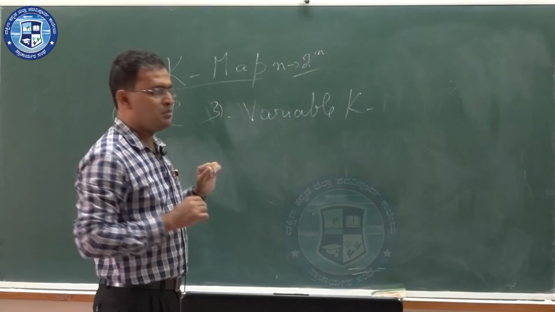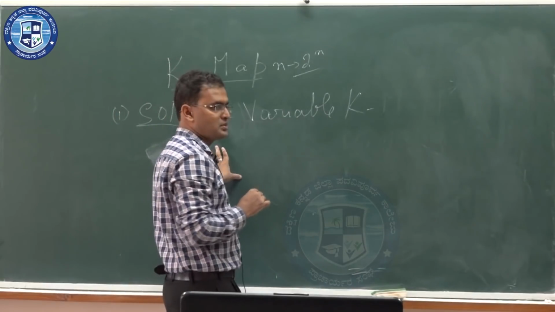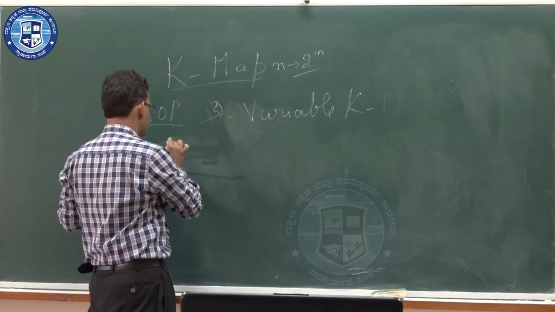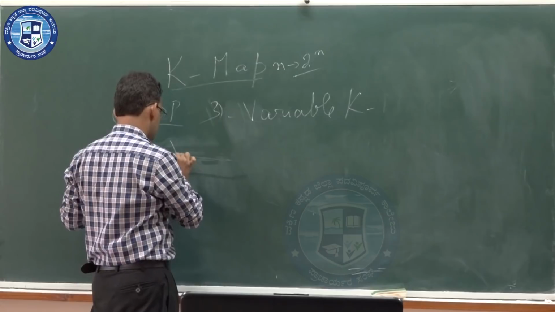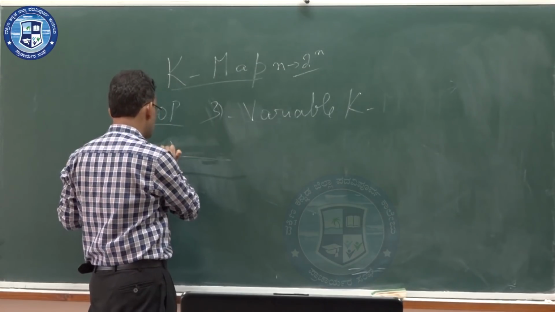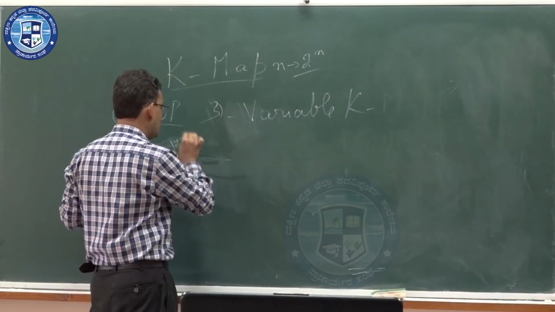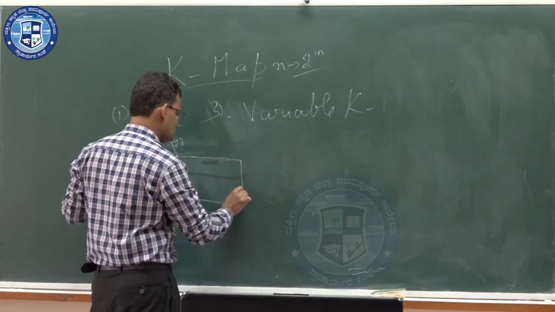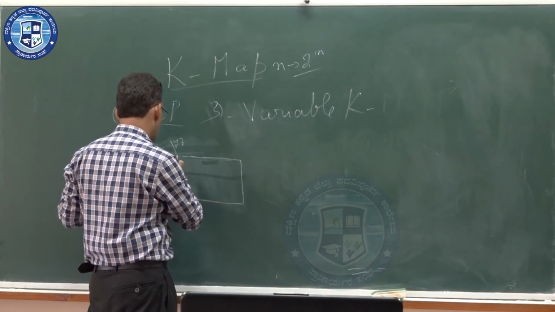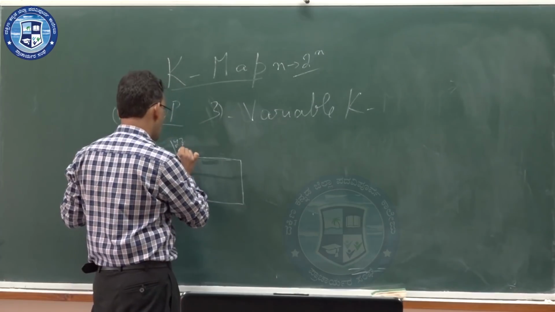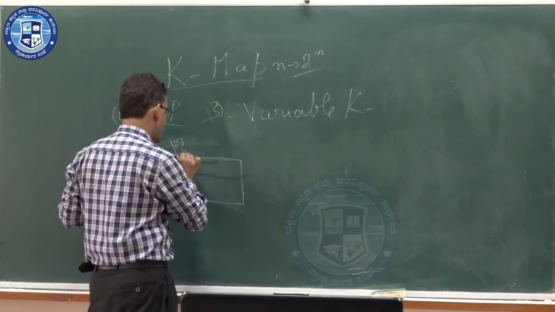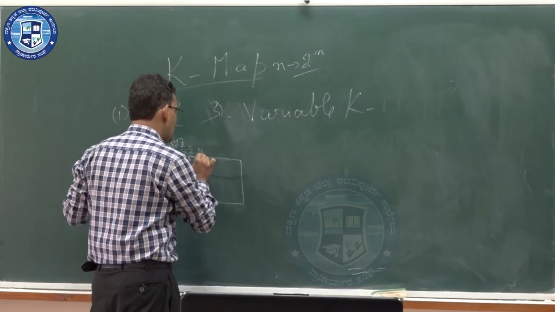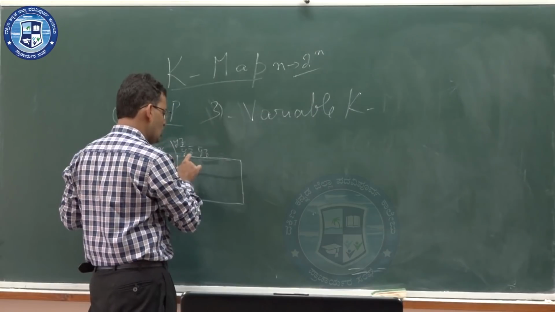I said 3 variables, how many combinations? 8 combinations, please understand. So, a 3 variable general K map: x, y and z. Here it is x bar, x. Please see here: y bar z bar, y bar z, that is 0 0, 0 1.